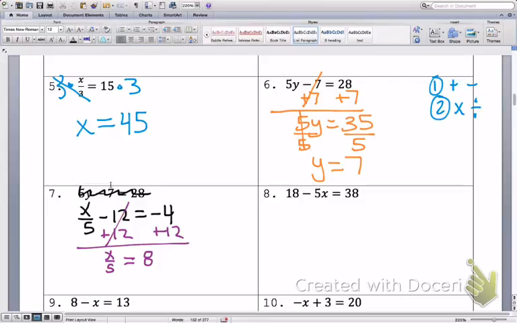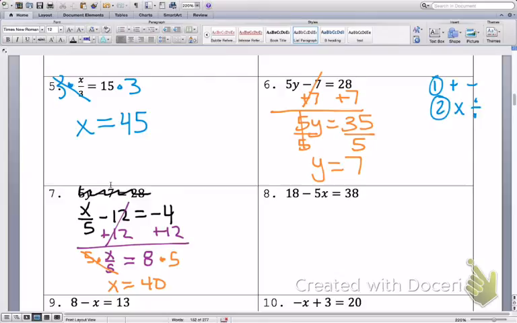Now we're going to undo the multiplication or division. In this case, we have division by 5, so the opposite would be multiplication by 5. So I'm going to multiply the left side by 5 and the right side by 5. The 5's cancel because they become a 1, 5 divided by 5, and we are left with x equals 40. Let's go on to the next one.